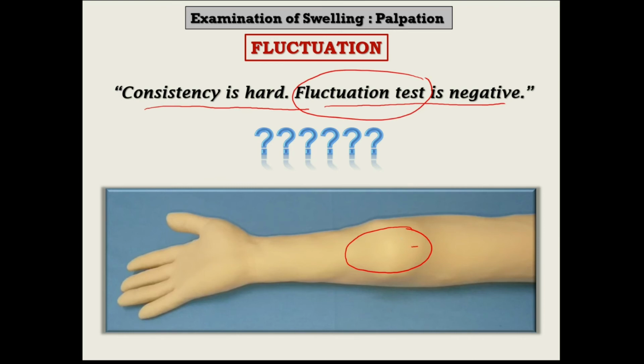Because as we had seen in the last video, a hard object cannot be pressed by external pressure, so in such cases, you cannot generate a pressure wave by your displacing fingers. In other words, you cannot perform a fluctuation test in a hard swelling. So in such cases, you should skip this test and proceed to other tests of clinical examination.